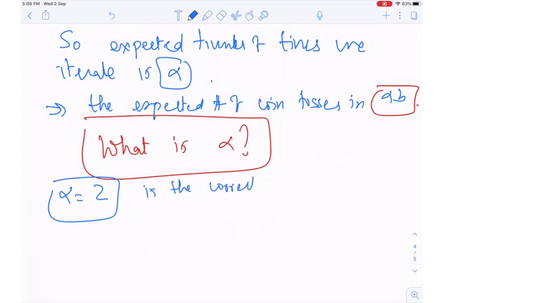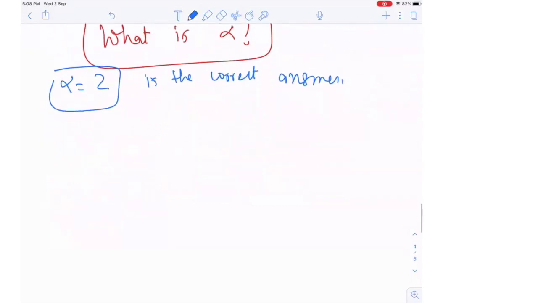Now, I'm going to tell you in a minute how we get alpha, but we'll take a detour and understand why alpha equals 2, because this is something which will be used all the time. So let's call it a digression and let's try to learn this forever.